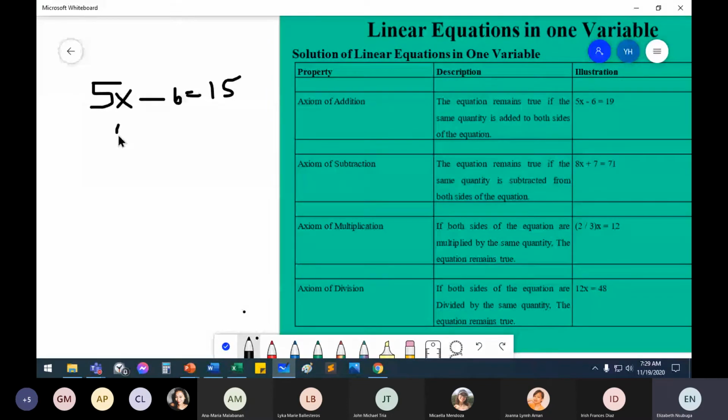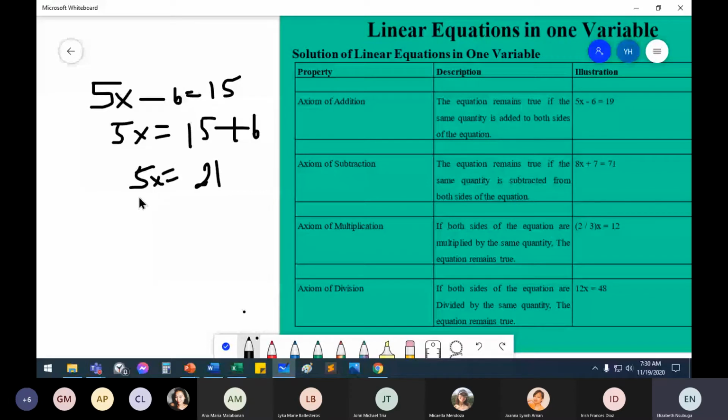So this will give you 5x is equal to 15 plus 6, and this will give you 21. 5x is equal to 21. Therefore, go to the division. We want to isolate x to be alone. What am I going to do? I need to remove the 5. How will I be able to remove the 5? By dividing this expression by 5.